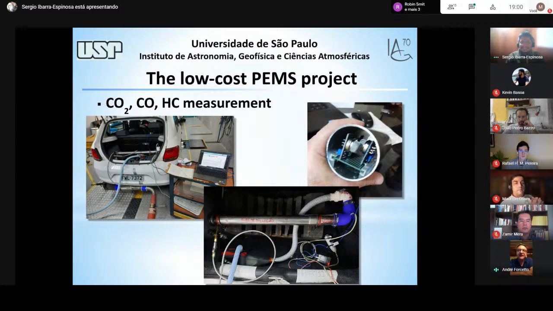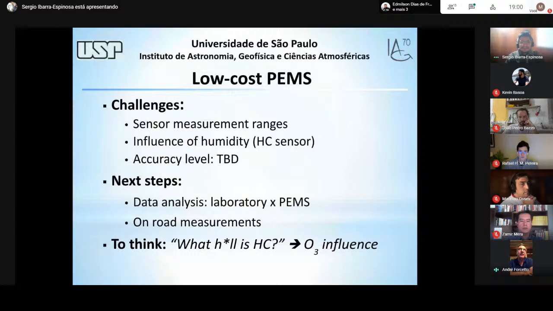This whole system is not more than 20 kilos. We spent not more than $1,000. Very, very low cost. Okay. We have some challenges. It's not perfect yet. The sensors' measurement range is a problem because the electrochemical is limiting. For high-level emissions, the electrocatalytic sensor has difficulty measuring low hydrocarbon concentration. So we are working to solve this or to achieve some equivalence about this.